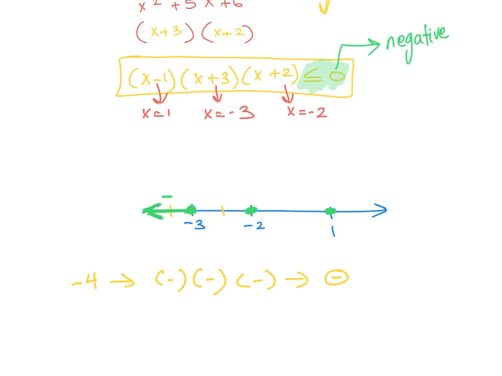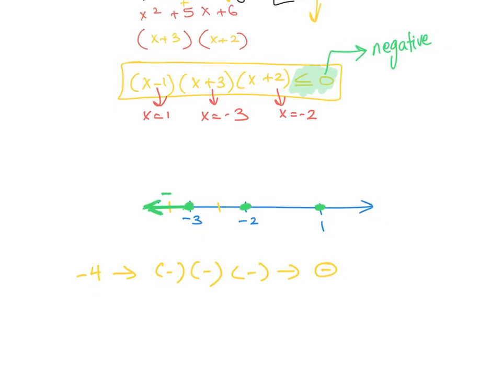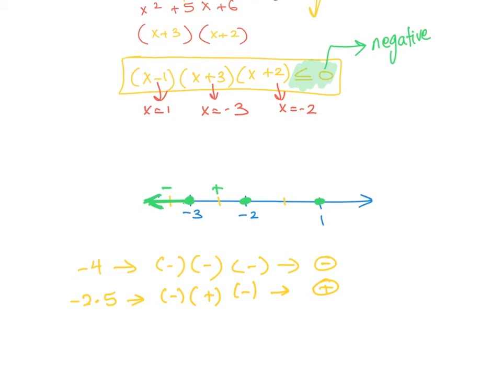So let's take negative 2.5 and plug it into our factors to see if that's going to give me something negative or positive. Negative 2.5 minus 1, that's negative. Negative 2.5 plus 3, that's positive. And negative 2.5 plus 2, that's negative as well. So negative times positive times negative, that's positive. Then any number I take between negative 3 and negative 2 will give me something that's positive, which is not what I want. Okay? Now, another point that I need to test is going to be between negative 2 and 1. So let's take 0.